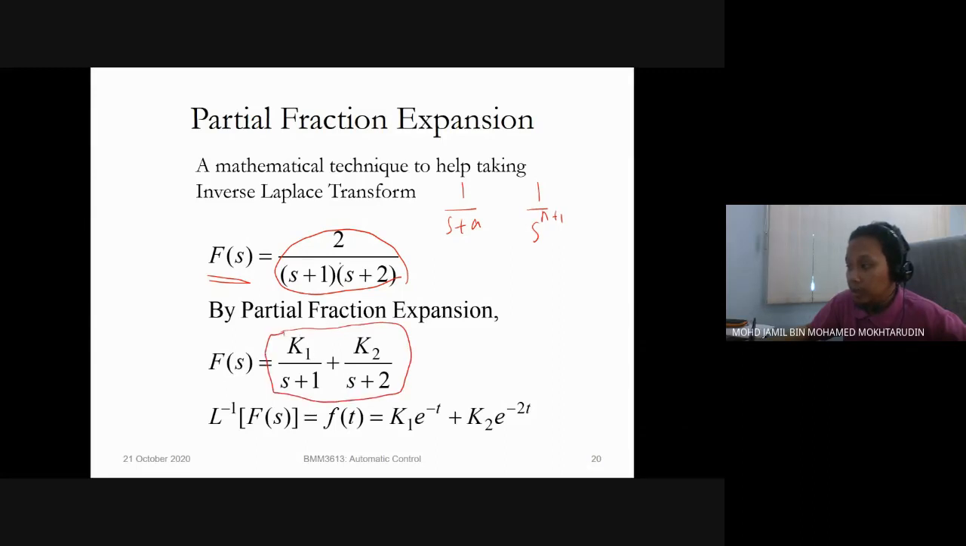When you split this, your fraction becomes partial fractions, and the Laplace transform can be applied to each of these functions, because they are already in algebraic or linear form. So if you apply the inverse Laplace transform, you will get k1 e^(-t) + k2 e^(-2t). The problem is that you need to determine k1 and k2 using partial fraction expansion.